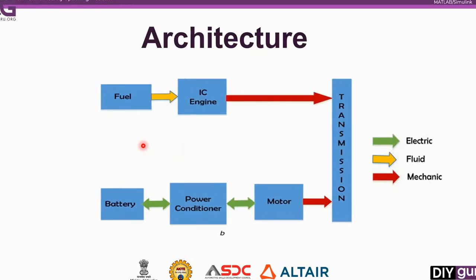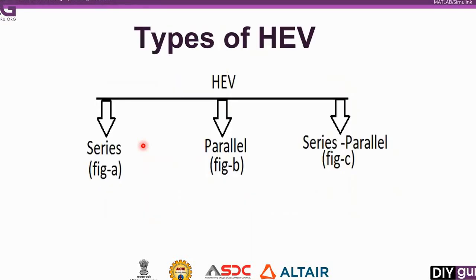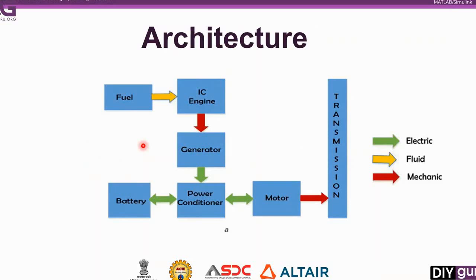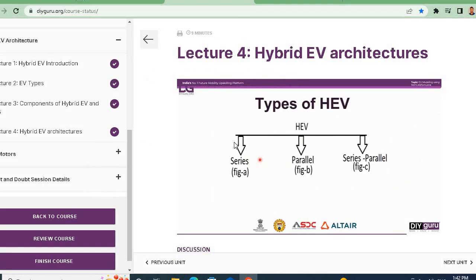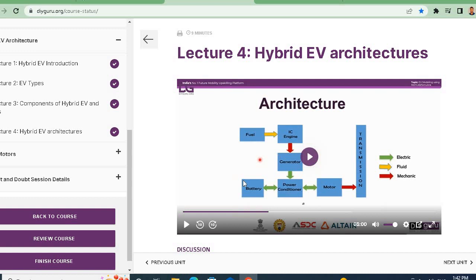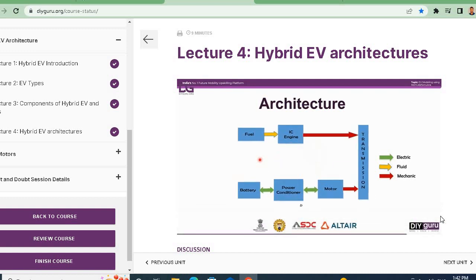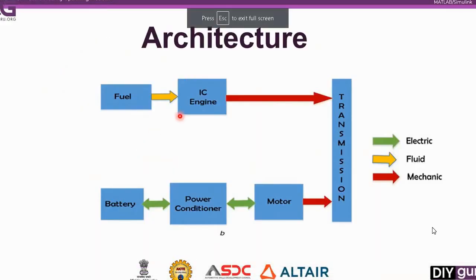The next one is the parallel hybrid electric vehicle. So, the parallel structure architecture. Now in the parallel architecture, you can see both.